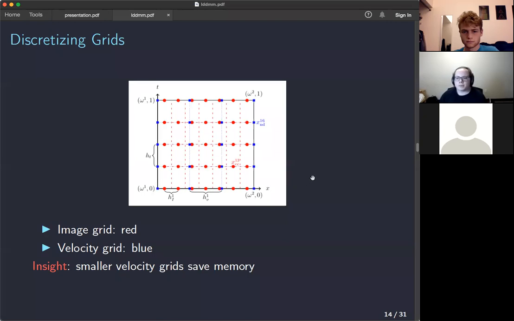So now remember there's 2 objects, right? The image and the velocity, the phi and the v. And actually one interesting thing they do to save memory is do it on 2 different grids. So the image grid is red, which is more finely sampled than the blue coarser grid. And the insight here is that you can sort of cheap out on the velocity grid and make it smaller and save memory while still maintaining a good image registration.